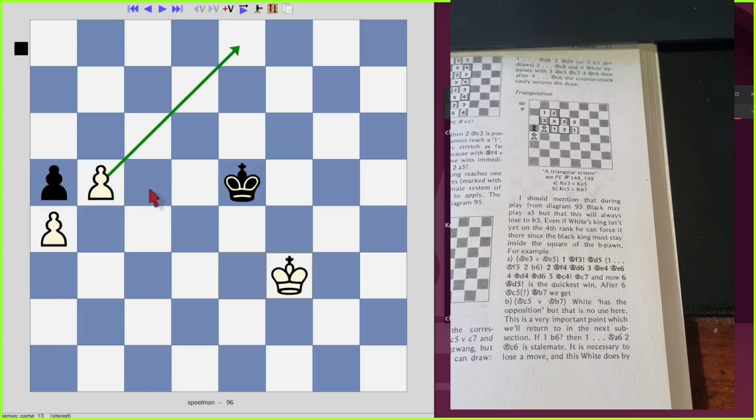Because that's how people normally do it. Can't go out of the square. You would like to go f5, but you cannot go to f5. You can see that's what Speelman points out, so he has to back off. And king d5 is suggested, king d5.